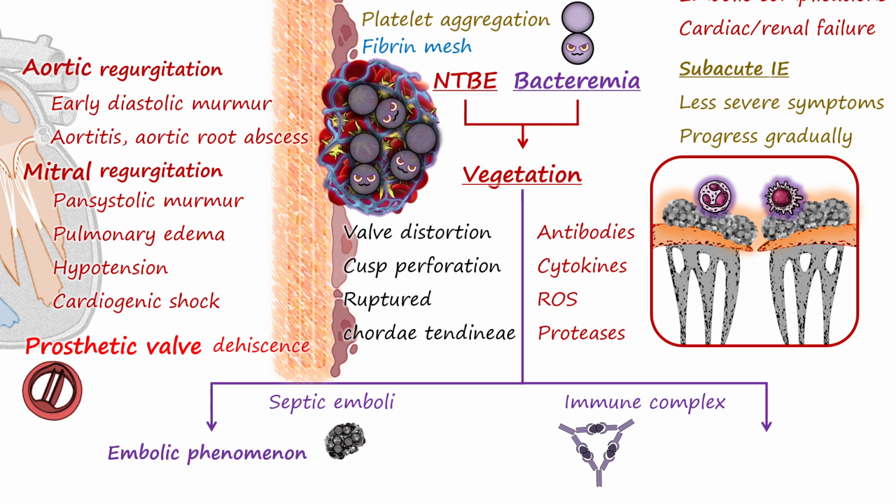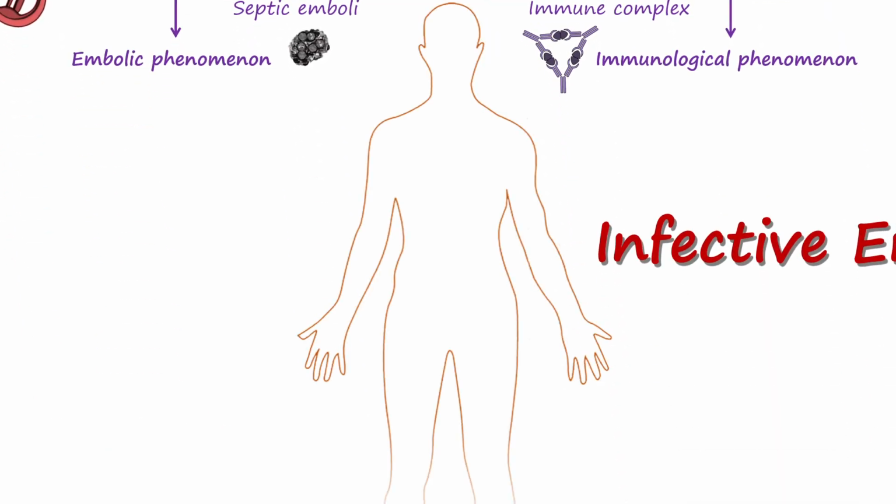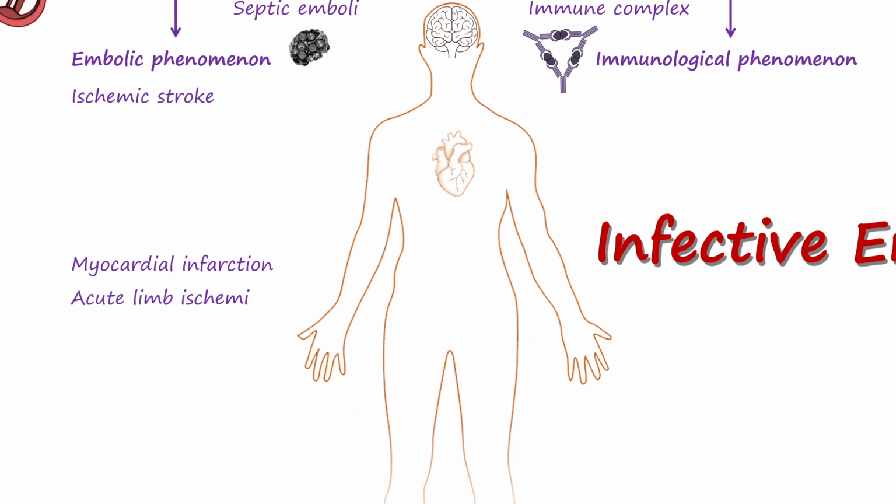Sometimes, turbulent blood flow can break off small pieces of microbial vegetation, releasing them into the bloodstream as septic emboli. The antigen-antibody complex or immune complex can also be carried by the blood and deposited on various tissues throughout the body. The embolic complications can arise depending on where the emboli travel. When they originate from the left side of the heart, they can enter and block the coronary artery, causing acute myocardial infarction, or block major arteries, leading to ischemic stroke or acute limb ischemia.